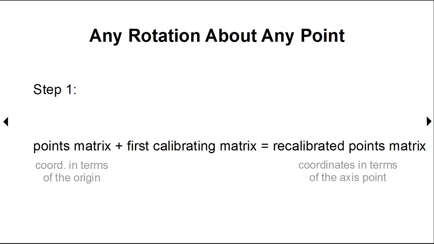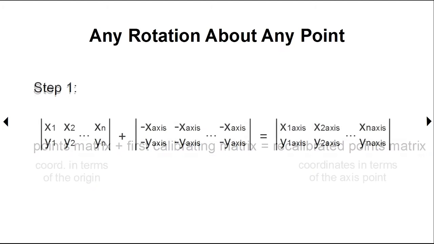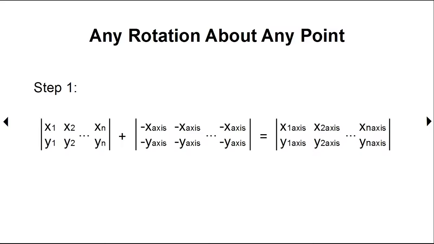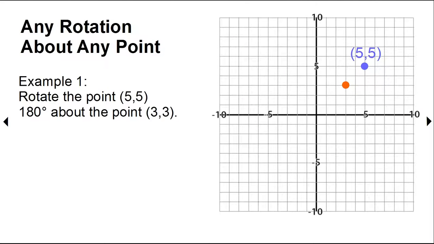This is more complicated than the last version. It has 3 steps instead of 1. So we take our points matrix, which has all our x and y values of all our points. We recalibrate it, so now it's in terms of the axis point. This is our structure. So if your axis is x-axis, y-axis, you have to put negative x-axis, negative y-axis in the second matrix there.